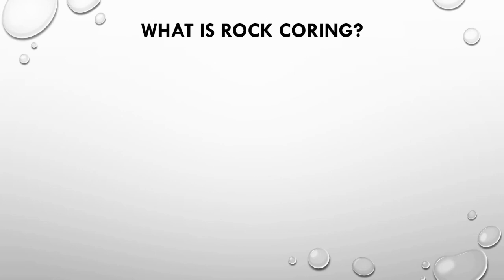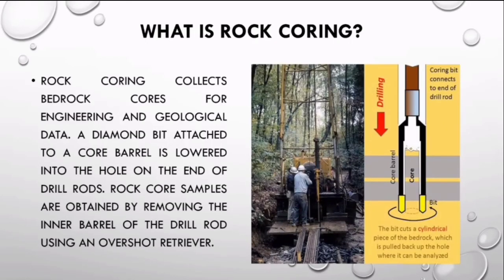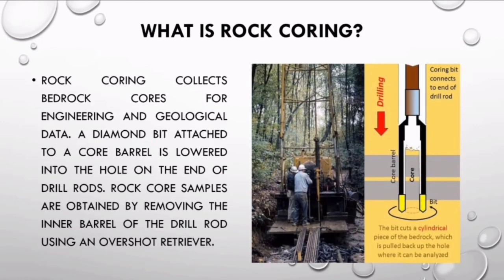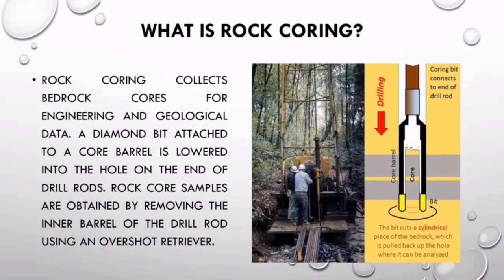What is rock coring? Rock coring collects bedrock cores for engineering and geological data. A diamond bit attached to a core barrel is lowered into the hole on the end of drill rods. Rock core samples are obtained by removing the inner barrel of the drill rod using an overshot retriever.